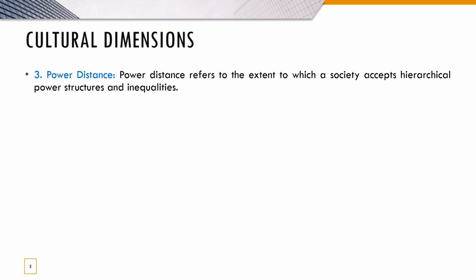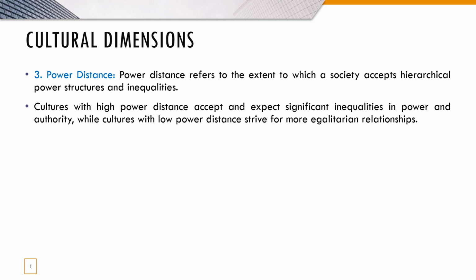Another cultural dimension is called power distance. When we say power distance, it refers to the extent to which a society accepts hierarchical power structures and inequalities. Cultures with high power distance accept and expect significant inequalities in power and authority, while cultures with low power distance strive for more egalitarian relationships.